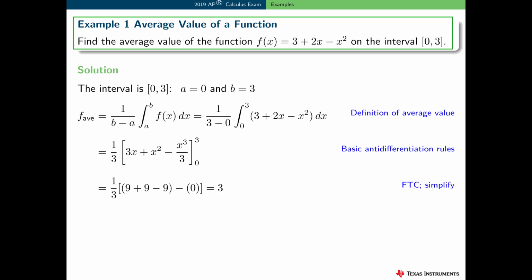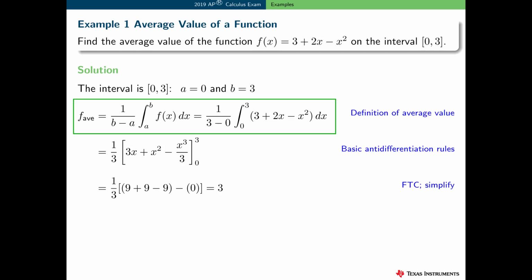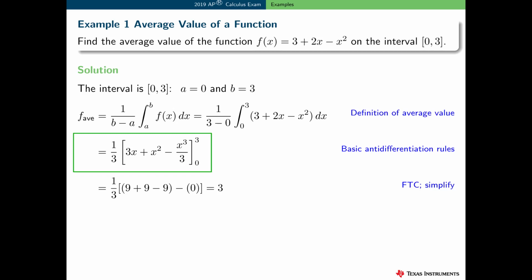Let's try a quick example. Find the average value of the function f on the interval 0 to 3. Just to connect this to our definition, the interval here is of course 0 to 3, so a equals 0 and b equals 3. Using the definition of the average value, we need to find 1/3 times the value of this definite integral. I used some basic antidifferentiation rules and the Fundamental Theorem of Calculus to evaluate the definite integral. And I found that the average value over the interval 0 to 3 is 3.